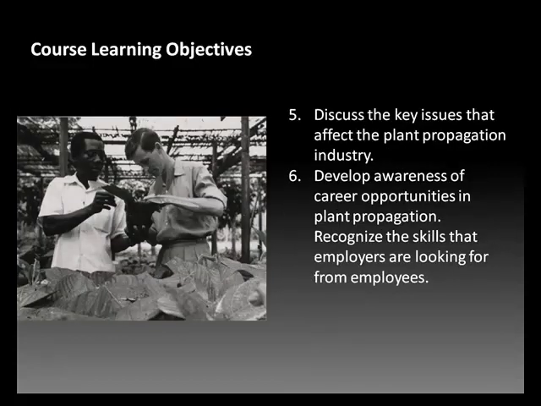We'll discuss some of the key issues that affect the plant propagation industry. And aligned with that, we will talk about career opportunities and recognize the skills that employers are looking for from their employees that will affect their success going forward.